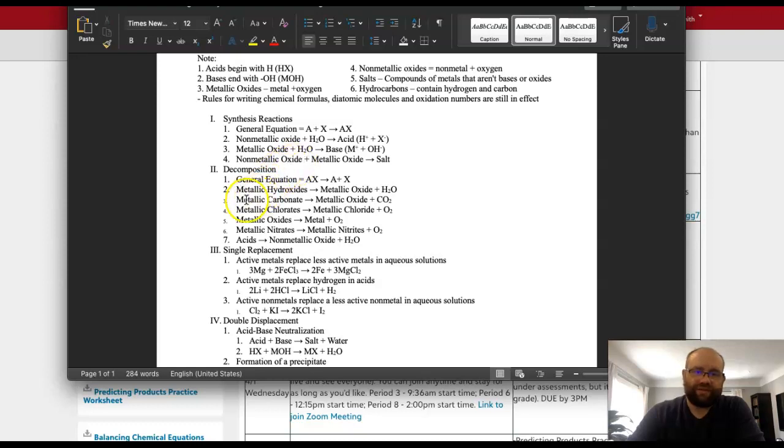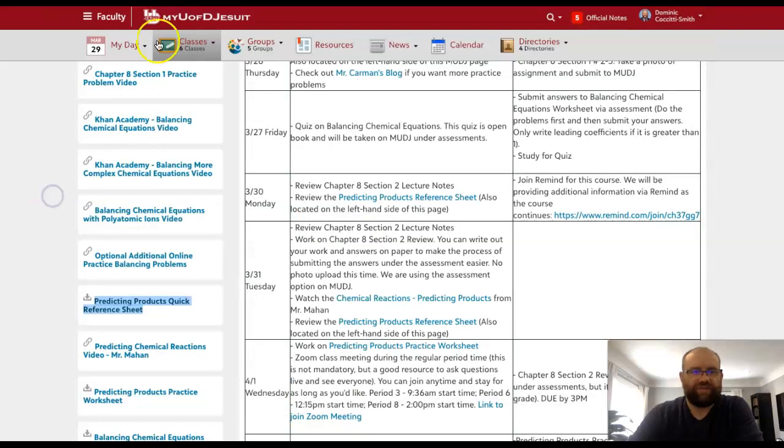Also, don't forget, we still have to know how to name things. So if you need to go back to the last chapter for naming, make sure you review the naming there. Because we need to know, like chlorates, for example, and carbonates, nitrates, nitrites. So we need to know how to do the naming.